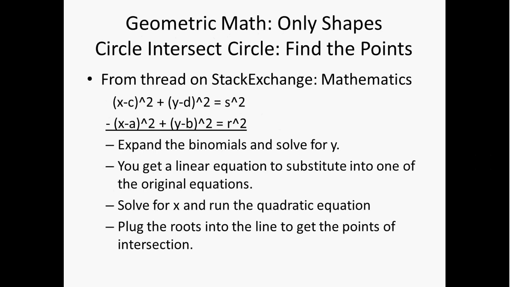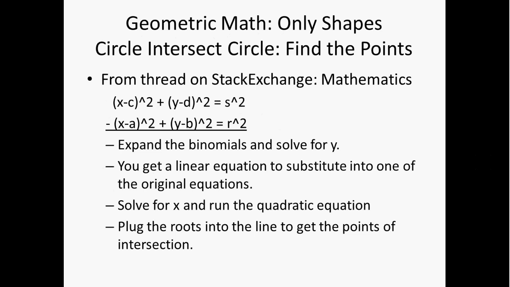I did several hours of algebra and searching online, and I came across a thread on Stack Exchange Mathematics where someone actually posted an algorithm on how to do this. So I'm going to go into it and explain at a high level how to go about this. You take your two equations and you subtract them. You get one equation, you expand the binomials, you cancel some things out, you move everything over and solve for y. You'll get a linear equation.